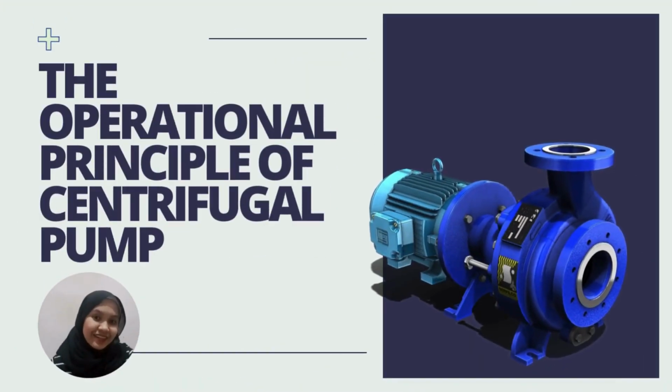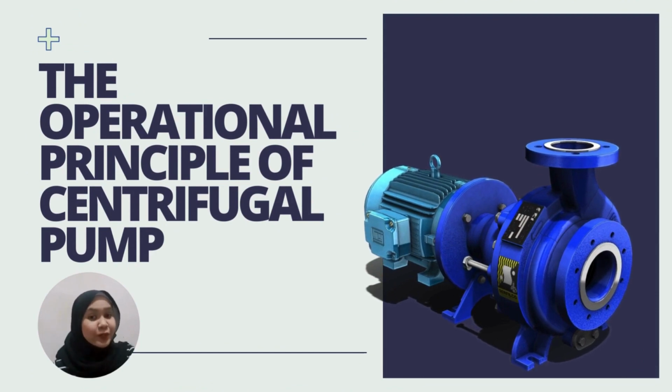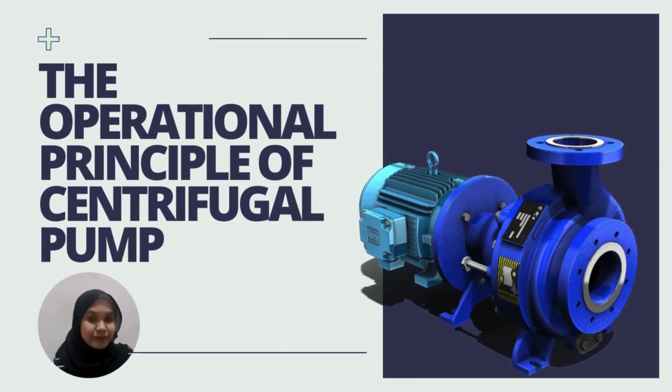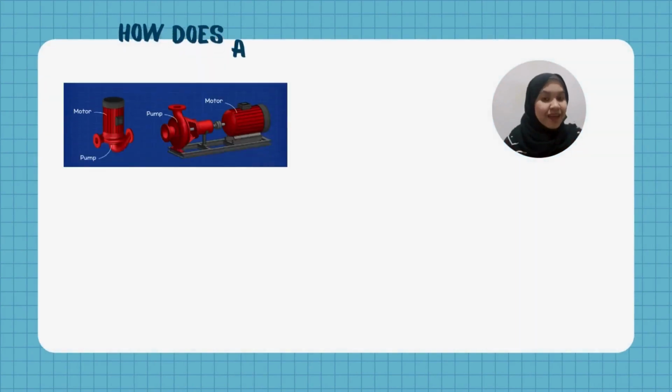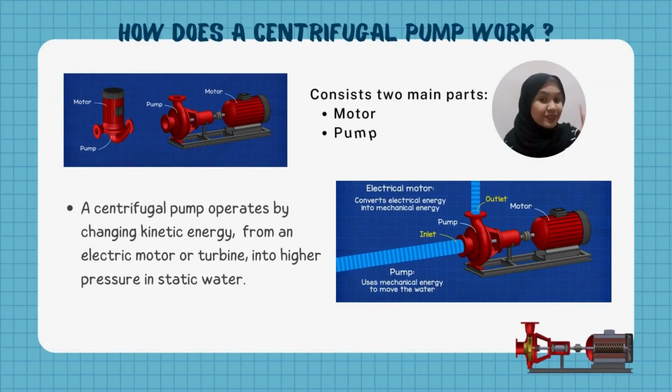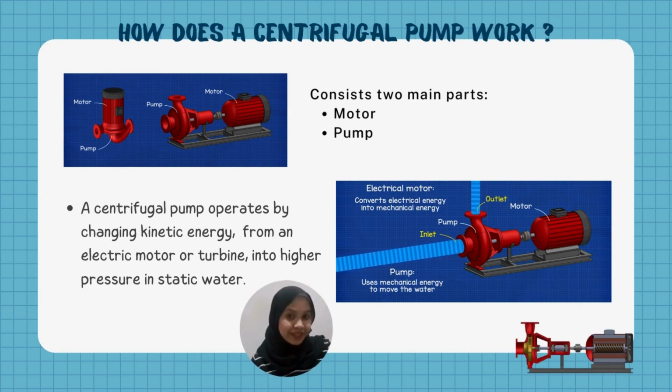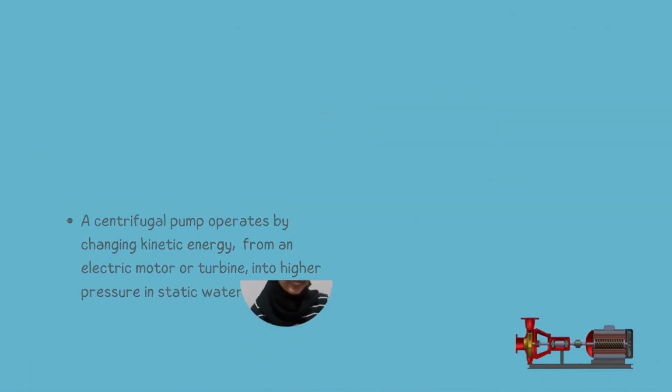I hope you guys are still with us because right now I will continue to the operational principle of the centrifugal pump. As we know, the pump consists of two main parts, which are the pump and the motor. To begin with, the motor is an electrical induction motor which allows it to convert electrical energy to mechanical energy. This mechanical energy is used to drive the pump and move the water. The pump holds water in through the inlet and pushes it out through the outlet.